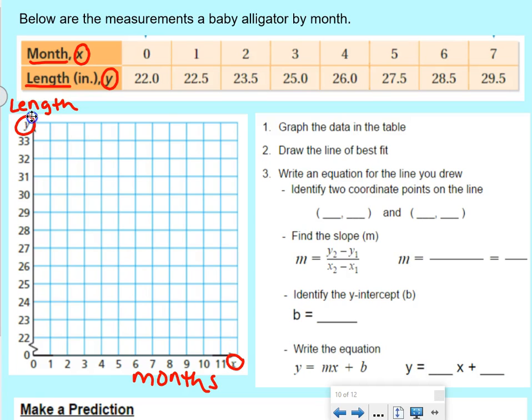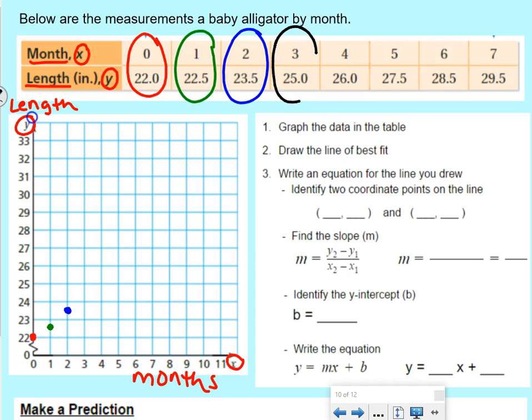Time. Okay? So let's plot the first point, 0, 22. Second point, 1, 22.5. We go over to 1 on our x-axis, and then up to 22.5, which is right in between 22 and 23. Then 2, 23.5. We go over to 2, up to 23.5, right in the middle of 23 and 24. Then we have 3, 25.